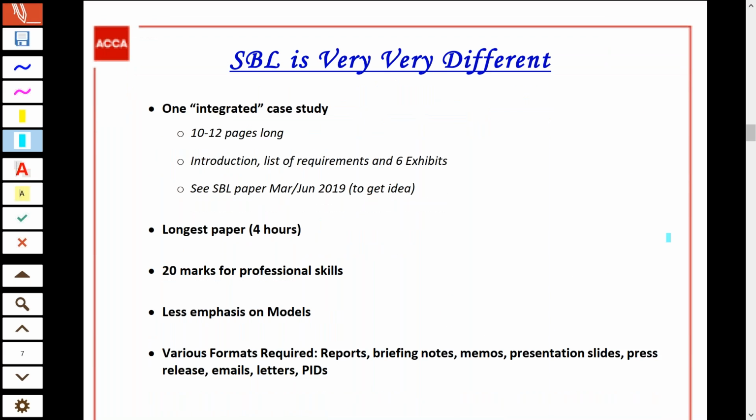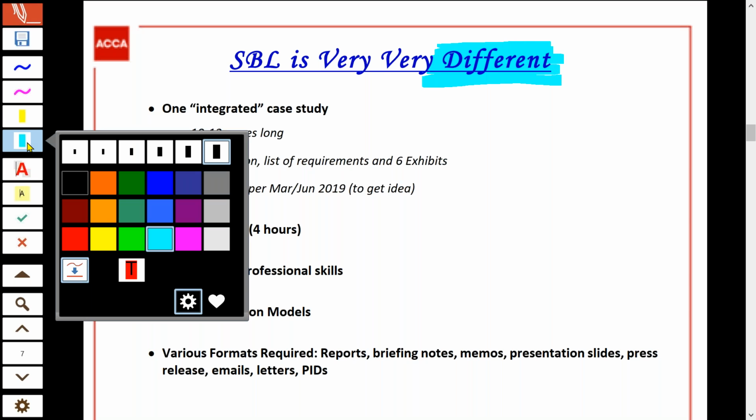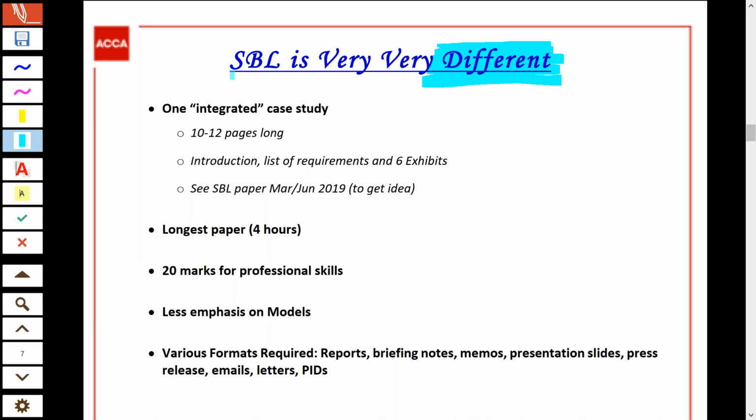So SBL is very, very different. And please note this word. It says different. It doesn't say difficult. It says different. Okay. It is easy, but it is different. And when I say it's different, why do I say that?